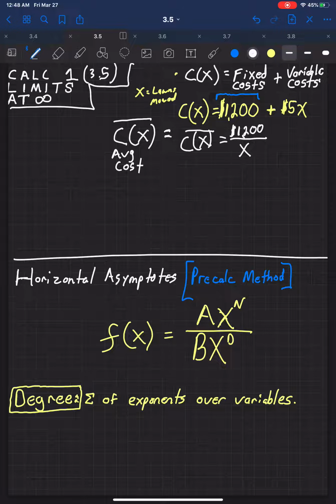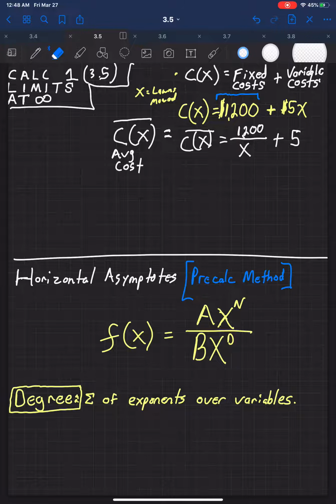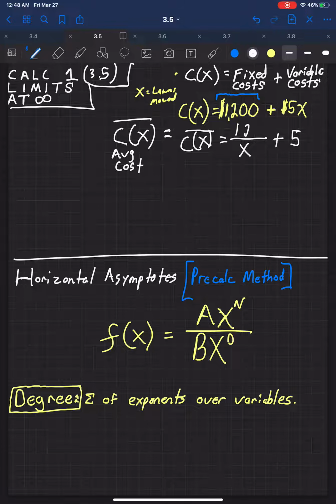So we have $1,200 divided by X plus, well, 5X over X, right? So that would just be plus 5. I'm going to get rid of the dollar signs just so they don't clutter my workspace here. All right, you ready? So you start off with a cost function of $1,200 plus $5 per lawn, and now you have an average cost of 1,200 over X plus 5. Got it? Okay.